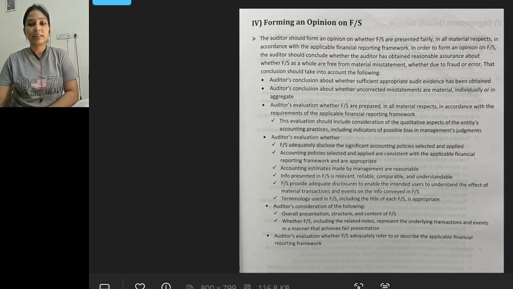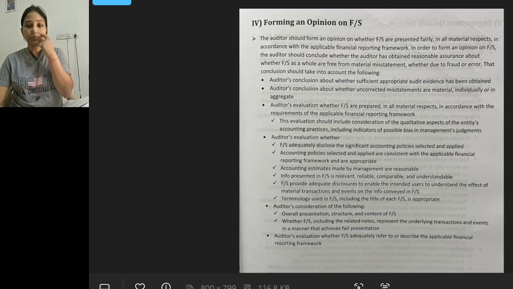The auditor also evaluates whether the FS adequately disclose the significant accounting policies selected and applied; whether the accounting policies selected and applied are consistent with the applicable financial reporting framework; whether accounting estimates made by management are reasonable; whether information presented in the FS is relevant, reliable, comparable, and understandable; and whether the FS provide adequate disclosure to enable the intended users to understand the relevant material transactions and events, and the information conveyed in the financial statements, including terminology used.